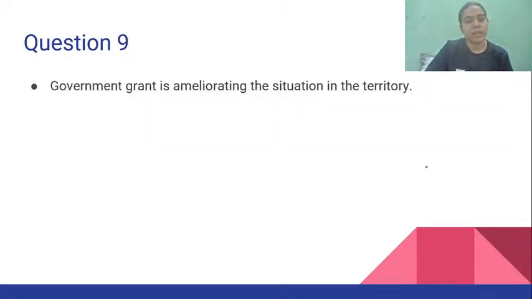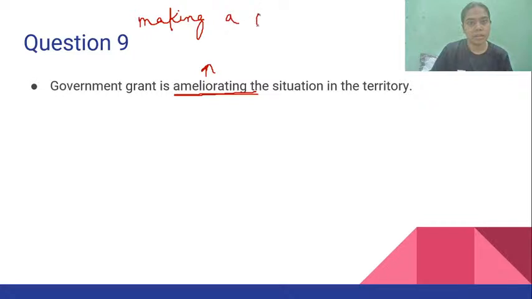Okay. Government grant is ameliorating the situation in the territory. So the next word is ameliorating, ameliorate, which means making a situation better or less painful.